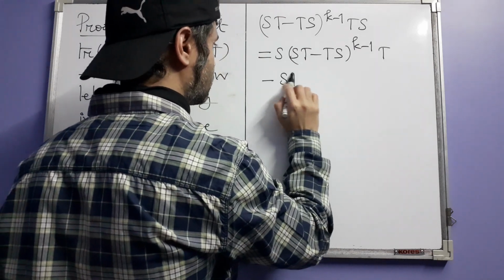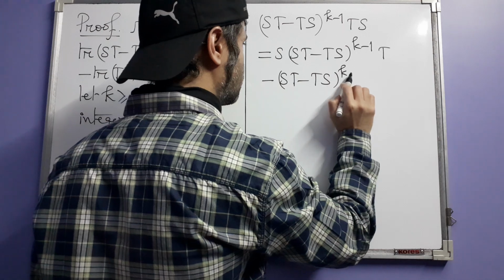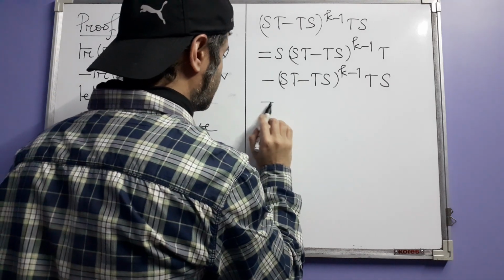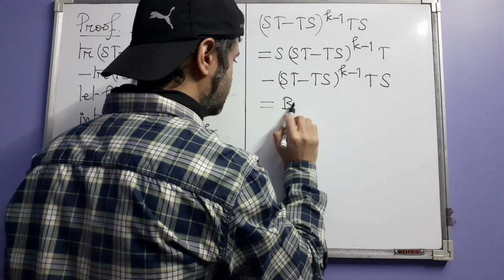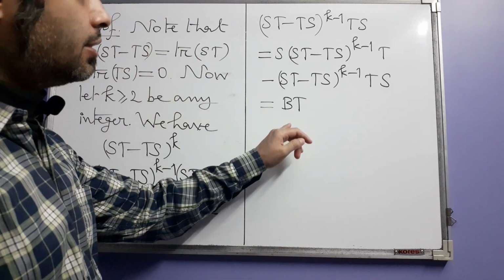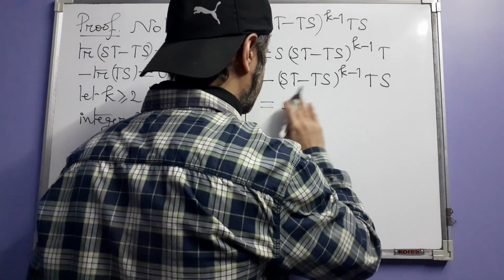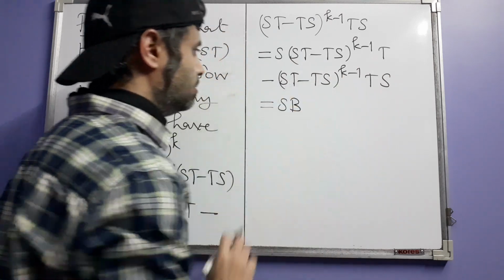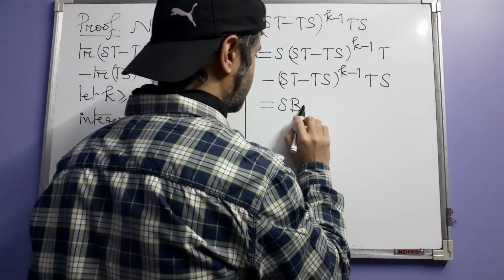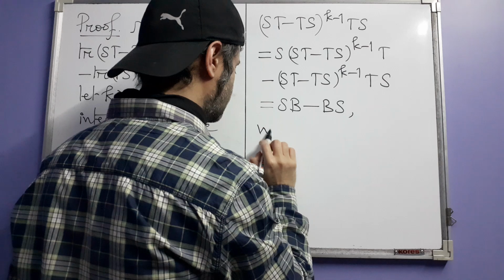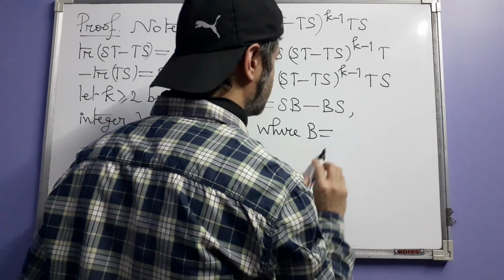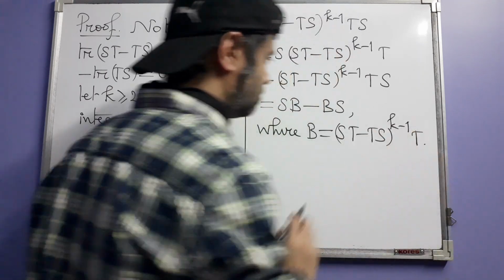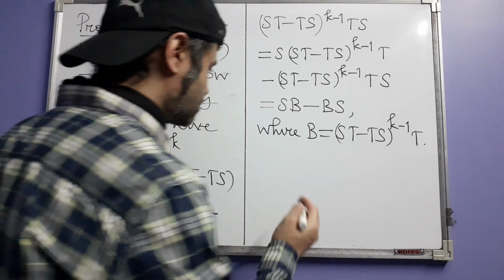Minus. In order to better see what we have here, we will give this product a name. Say we call it B. Not BT, but I should give this product a name. Yes, SB, because then you have B here as well, and you get BS. Now I think it's clear what's going to happen.